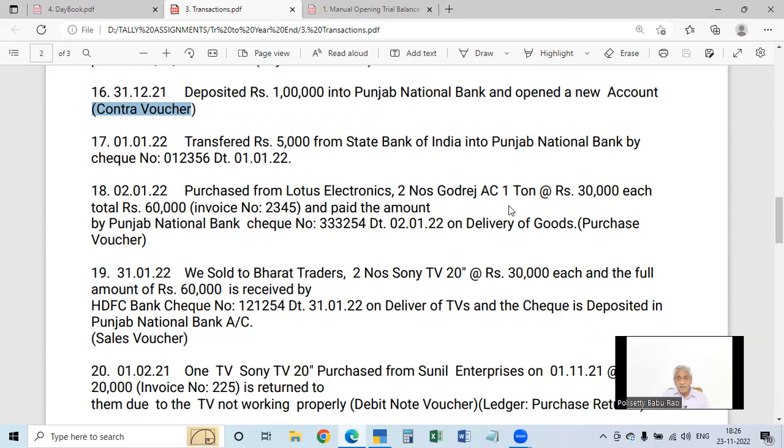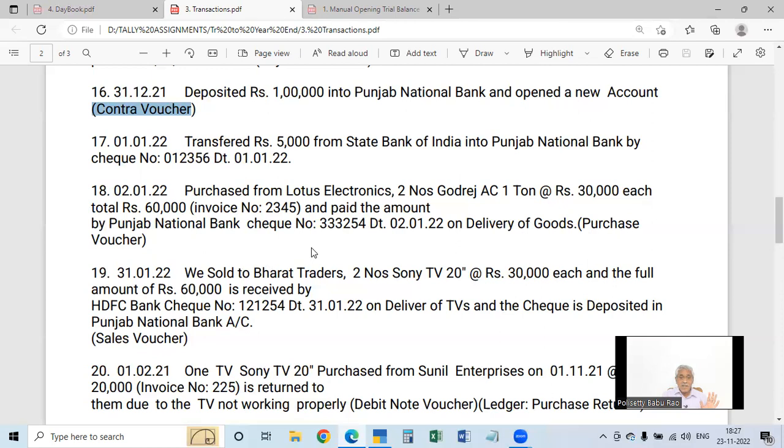Two numbers, Godrej AC, 30,000 each, it will come to 60,000 total amount. And the invoice number will come in the beginning itself, after the purchase serial number, the supplier's invoice number. Sometimes it will also ask for the supplier's reference number. So these numbers we have to give.